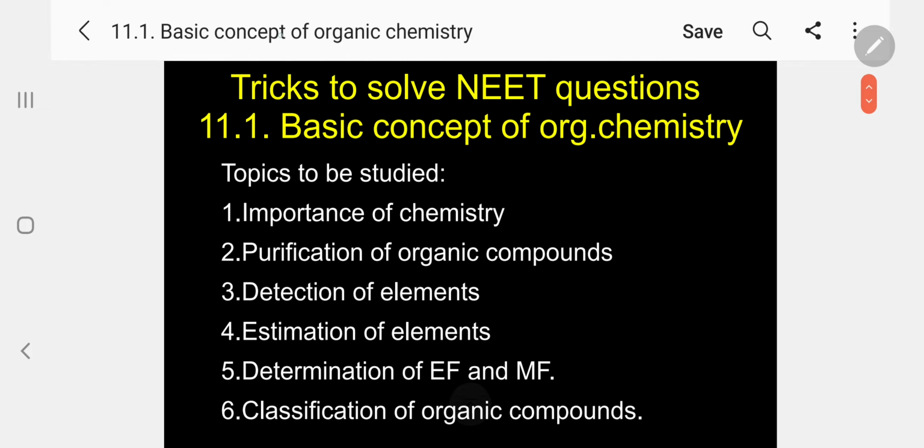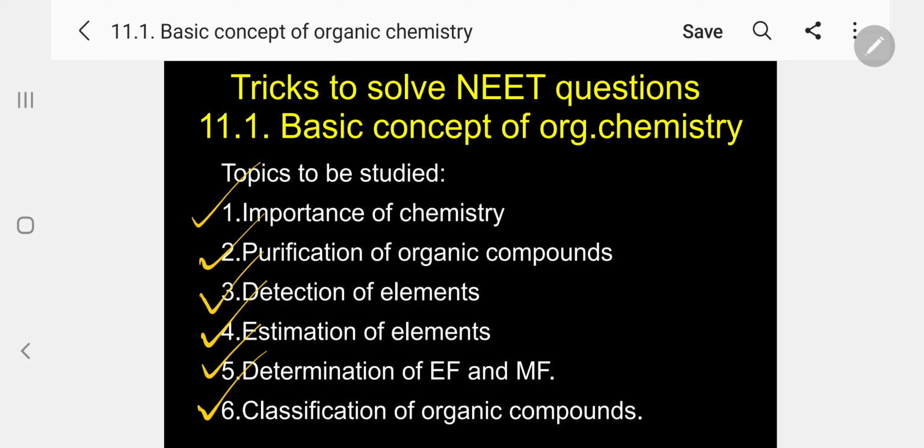Now, before entering into the questions under the basic concept of organic chemistry, what are the topics you have to study? Number one, importance of chemistry. Number two, purification of organic compounds. Depending upon the solid or liquid, different types of methods are available. Then detection of elements, estimation of elements, that is the percentage of each element present in the compound. Then determination of empirical formula and molecular formula.